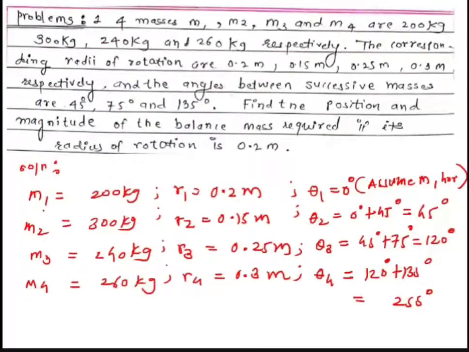Now the next step. Let us say how many masses we have: M1, M2 and M3. So they have asked you to find the position, which means you have to find the theta and the magnitude of the balancing mass required if its radius of rotation is 0.2. So let us say that M is equal to the balancing mass, which you have to find out. Then you have to find out the theta. What is theta? Theta is nothing but the balancing angle.